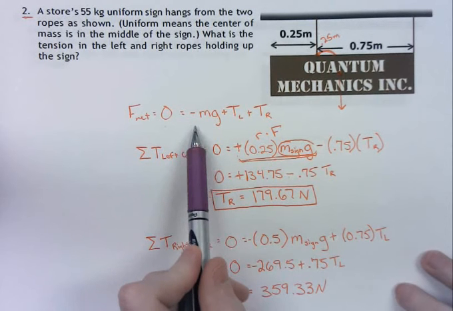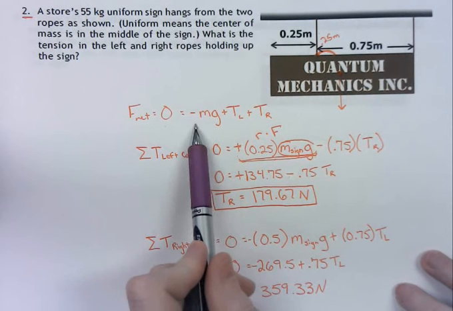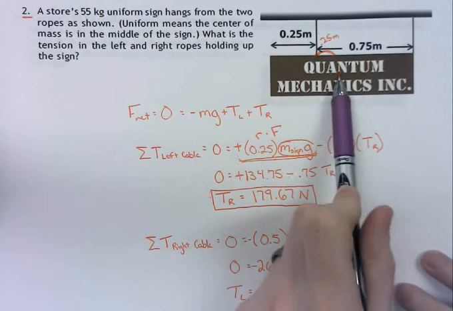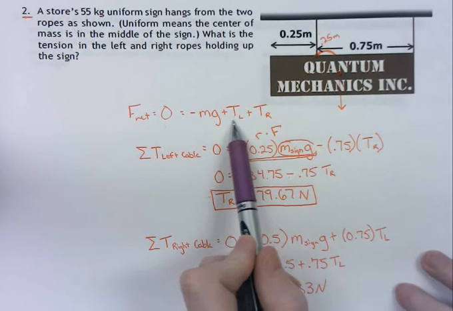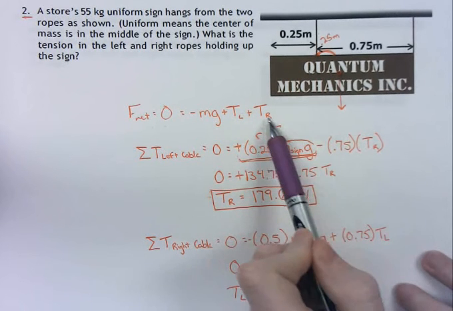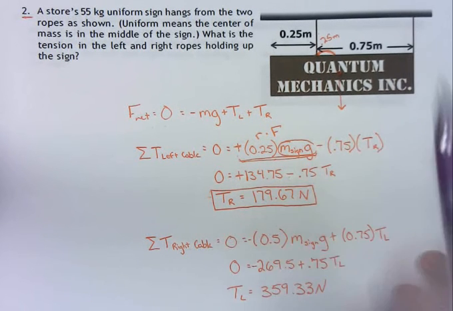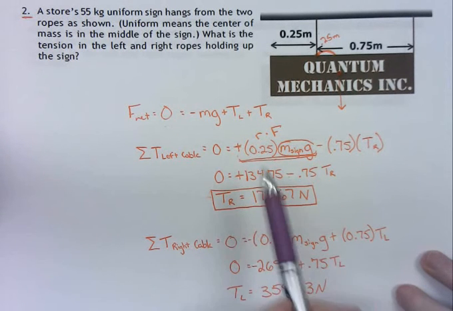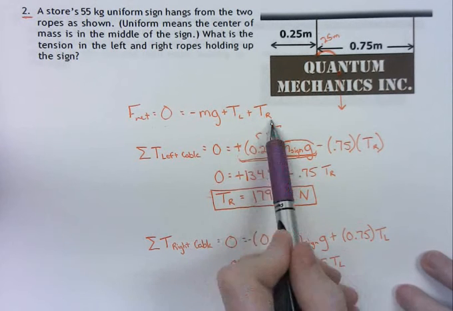My 3 forces acting on this would be the force of gravity, negative mg, coming from the sign itself. The tension in the leftmost cable right here, we call that TL. And then the tension in the rightmost cable, we call that TR. TL and TR are both forces. The forces going upward, tension in the left cable, tension in the right.